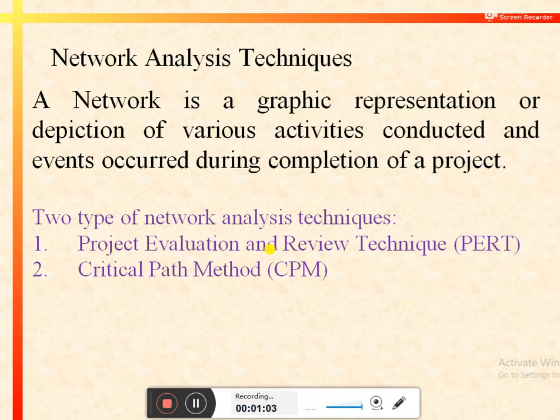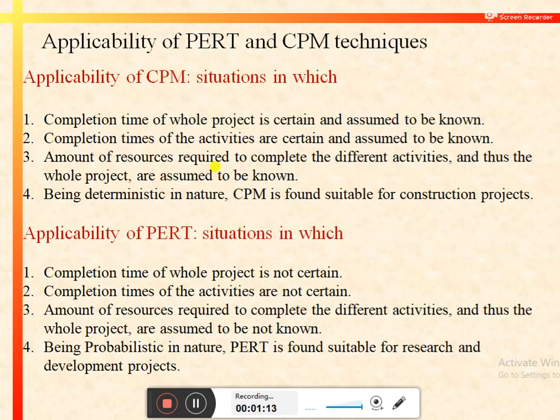In earlier videos of this lecture series, we have discussed the critical path method. In this video, we will discuss the project evaluation and review technique. Before that, we must be clear about the applicability of PERT and CPM techniques. What are the situations or conditions in which CPM or PERT techniques are applied?